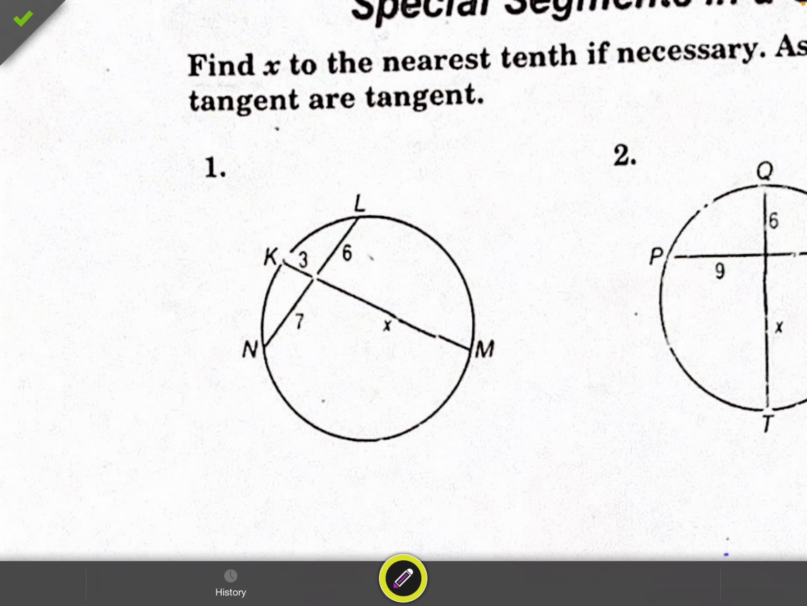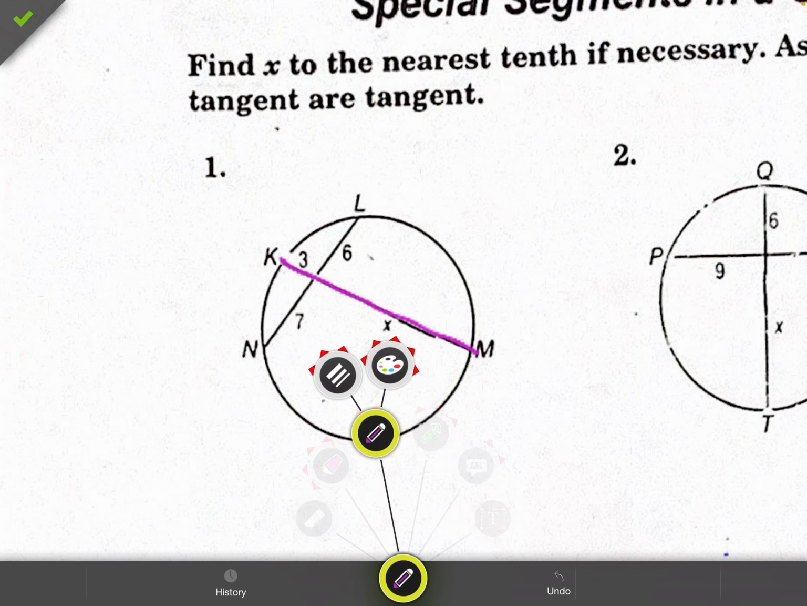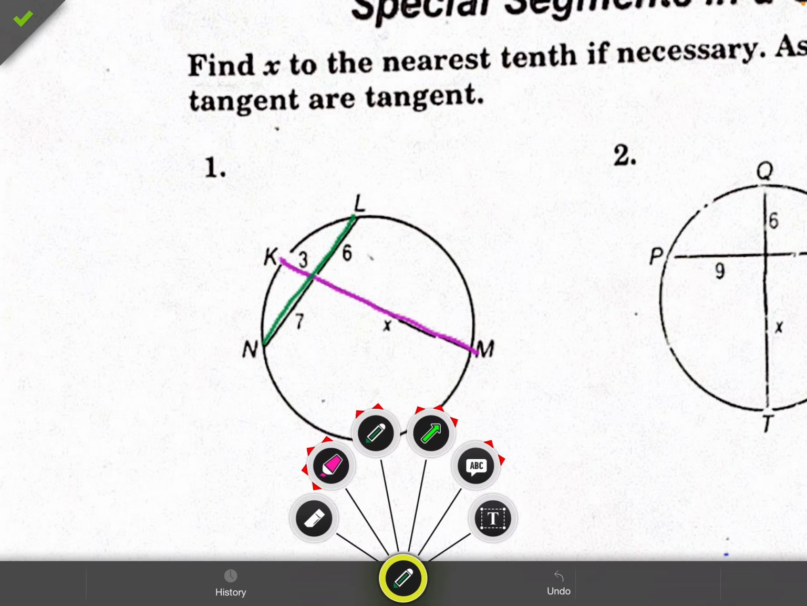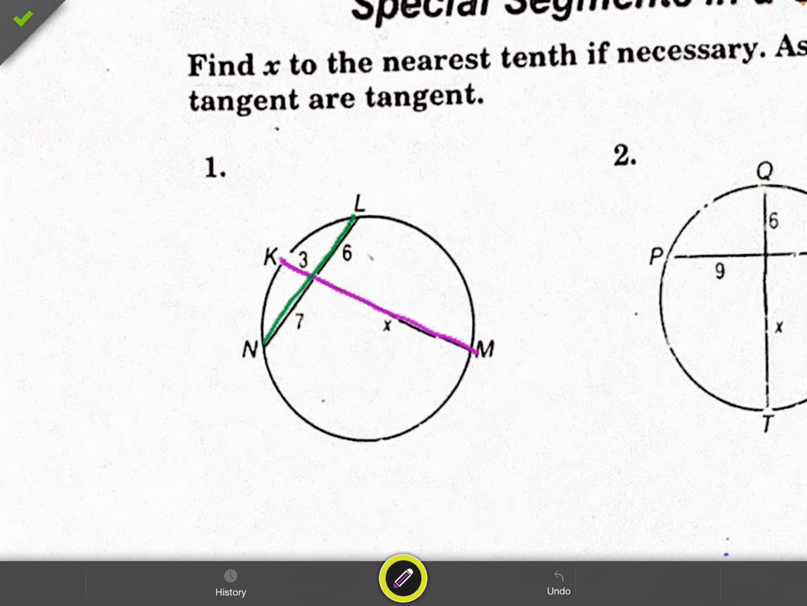So you probably want to color code so you can see more clearly, but I'm going to do this segment right here, KM, and then I will do the other segment, which is NL. And first I have to decide chord, secant, or tangent. So if we look at KM, you have the 3 and you have the X. They're both inside. So KM is a chord. And our rule or formula for chord is piece times piece. So I take this piece, 3, times the other piece, which is X. So I'm done setting that segment up.